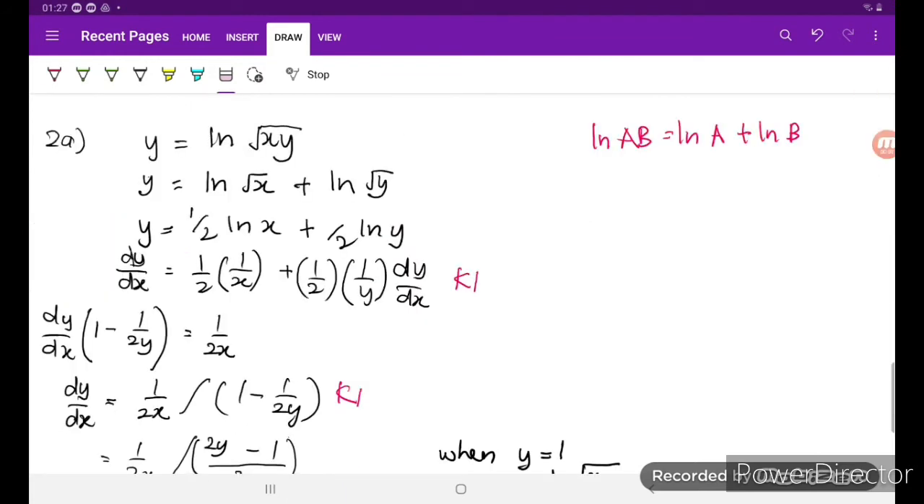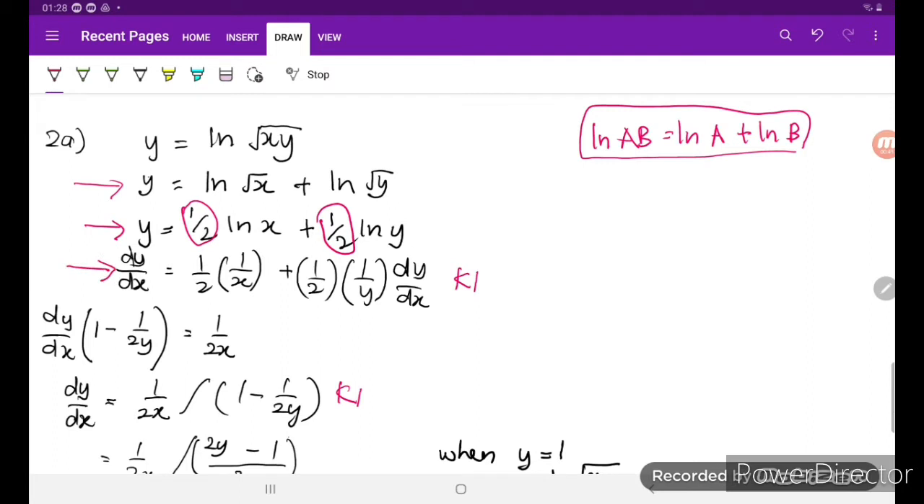Question 2a, to differentiate y equals ln surd of xy, the first step is to use the log theorem. This one, log AB equals log A plus log B. So we get this one, ln surd x plus ln y, and then you put half in front. This is the power theorem. And then you differentiate.